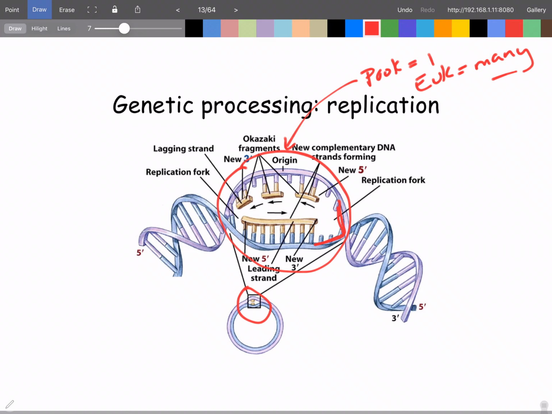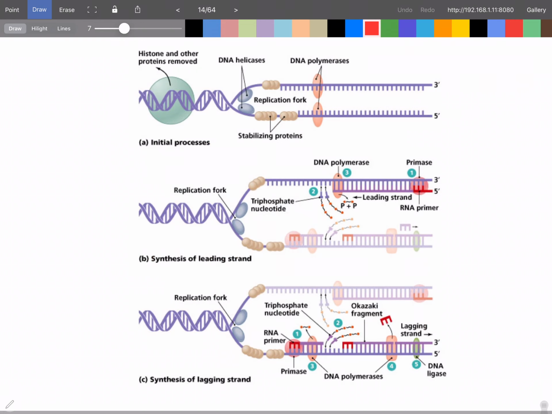So there's one, and there's another replication fork here too. So in the next picture, what I want to show you is just looking at one replication fork, what happens. It's complicated when we're looking at both of them. But I want to go through the entire process with you.